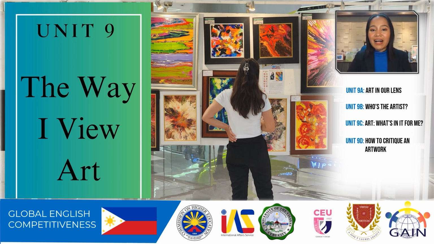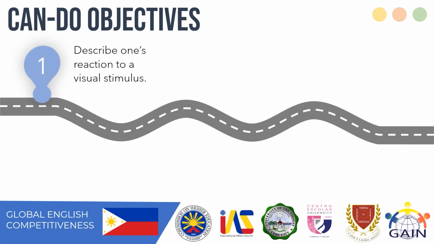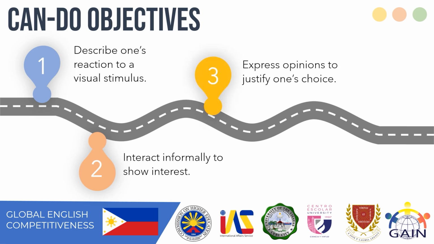Without further ado, let's dive in to Unit 9A, Art in Our Lens. In this unit, we have 4 can-do objectives. First, describe one's reaction to a visual stimulus. Second, interact informally to show interest. Third, express opinions to justify one's choice. And fourth, critique an art form.